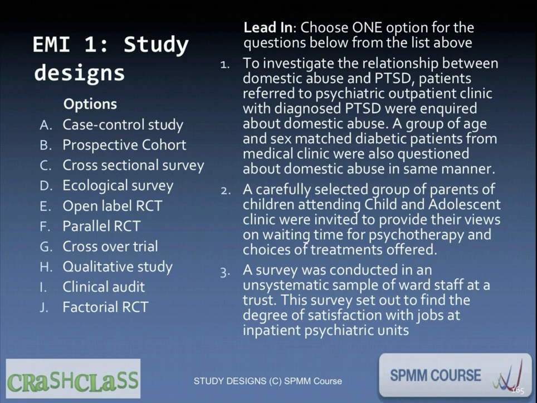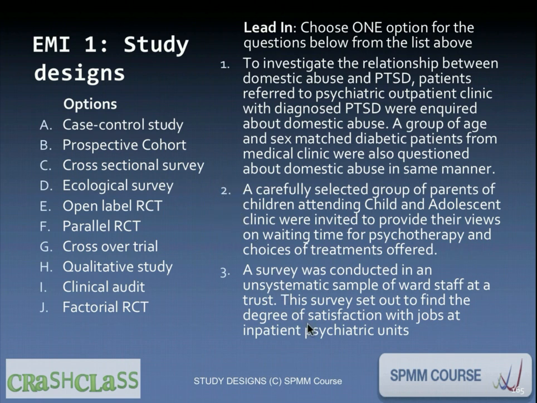Okay. Number 2, a carefully selected group of parents of children attending a child and adolescent clinic were invited to provide their views on waiting time for psychotherapy and choices of treatment offered. So when you collect things like views, opinions, what kind of study is that? That's a qualitative research study. So for 2, the answer is qualitative research.